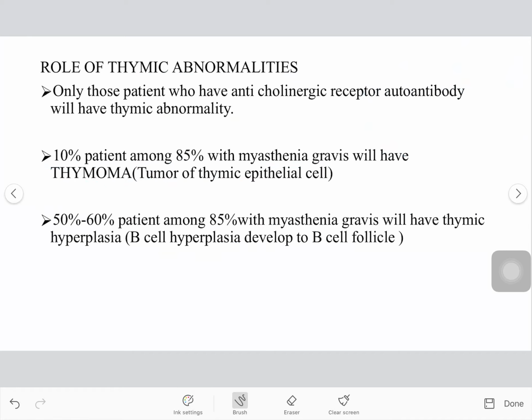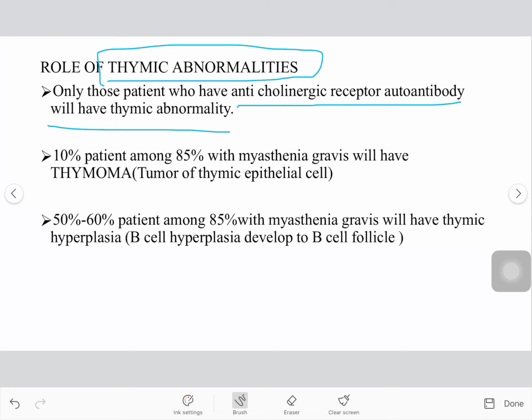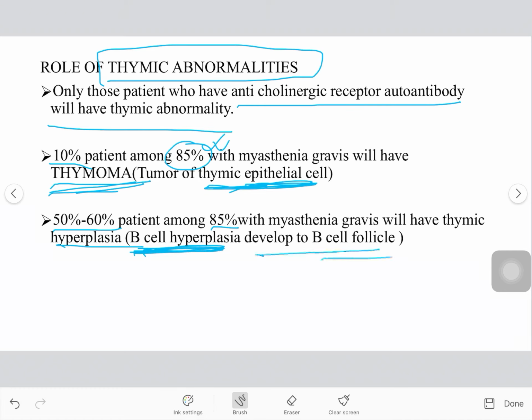Now, the role of the thymic abnormalities, because the thymus has a role in the production of these autoantibodies. Only those patients who have the anti-acetylcholine receptor autoantibody will have the thymic abnormality. We have said that 85% of them will have the anti-acetylcholine receptor autoantibody. Among the 85%, 10% of patients with myasthenia gravis will have the thymoma, that is the tumor of thymic epithelium. Take note of the epithelial cell. Among the 85%, 50 to 60% of patients will have the thymic hyperplasia. That is B cell hyperplasia, and that will develop into B cell follicles.